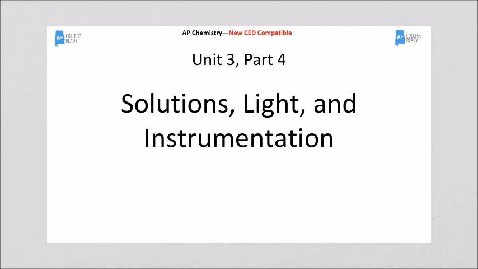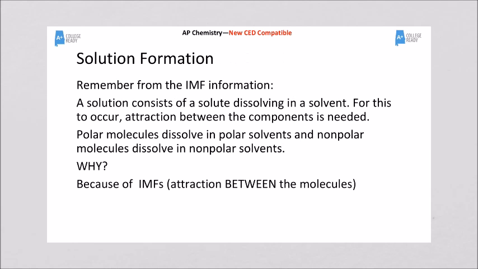Okay, this is the end of Unit 3. We're going to continue talking about solutions and then light and instrumentation. When talking about how solutions form, remember IMFs do play a role in this.